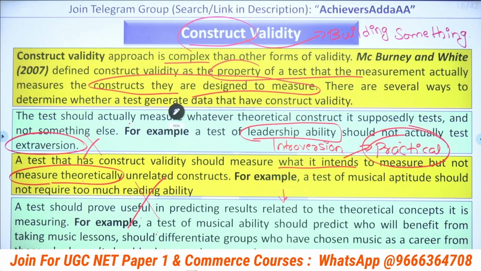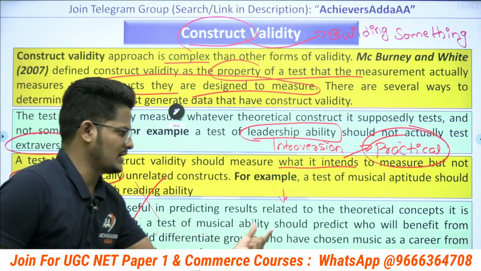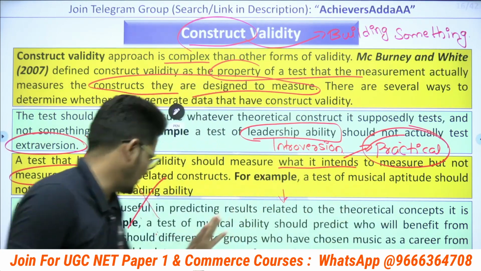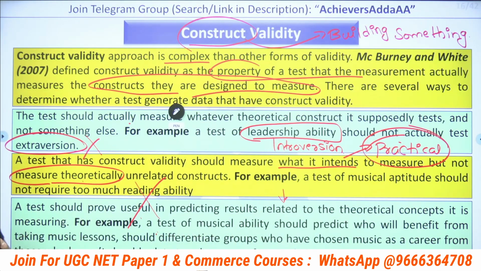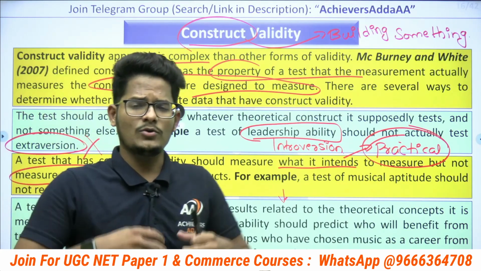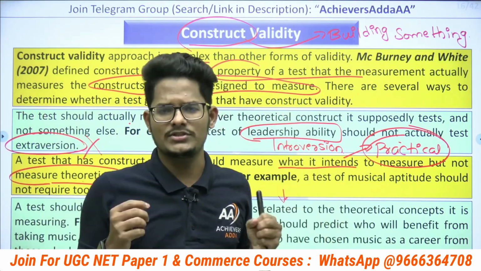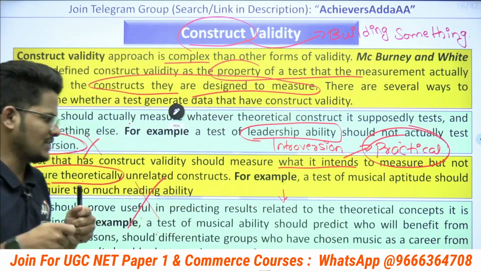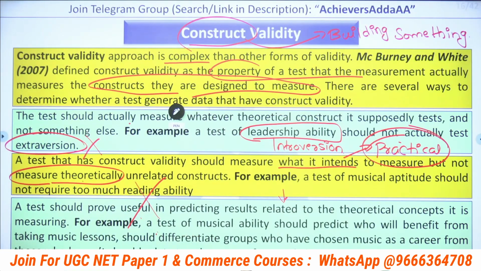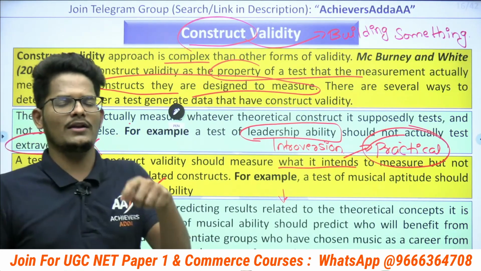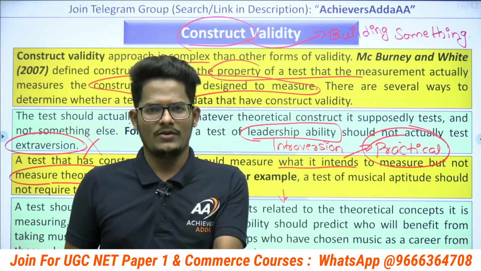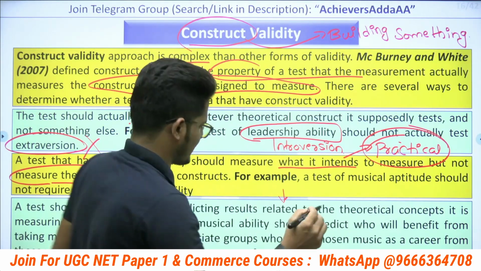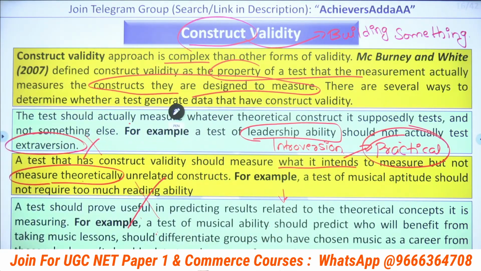Sorry, two categories of people are there. Music ability should predict who will benefit from taking a music lesson. Who will benefit? Those who are interested in a career in music only will benefit. Other people will not get a benefit. So why should we take other people who are not even interested in music? We will not take them into consideration. We will take only the people who will be in the music career; they will be chosen for it.